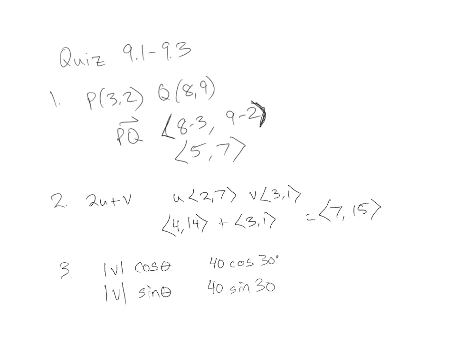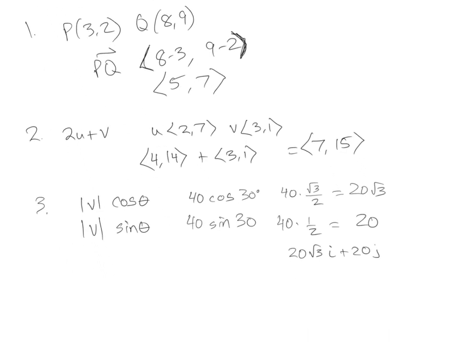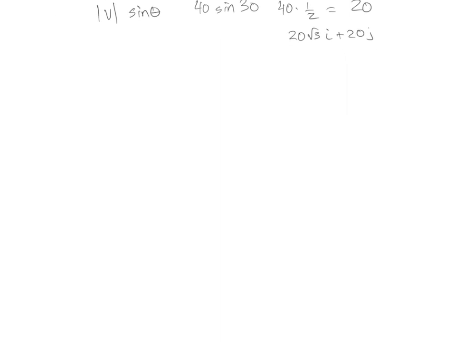Cosine at 30 degrees is going to be the square root of 3 over 2, which gives us 20 square root of 3, which many of you have put in as 34.64. And the sine at 30 is 1/2, which gives 20. All right, so those are your components. You could write it with your vector forms, or you could write it like this, 20 square root of 3 i plus 20 j. That would have been fine. I took a wide range of answers, as long as you had the right numbers and values.